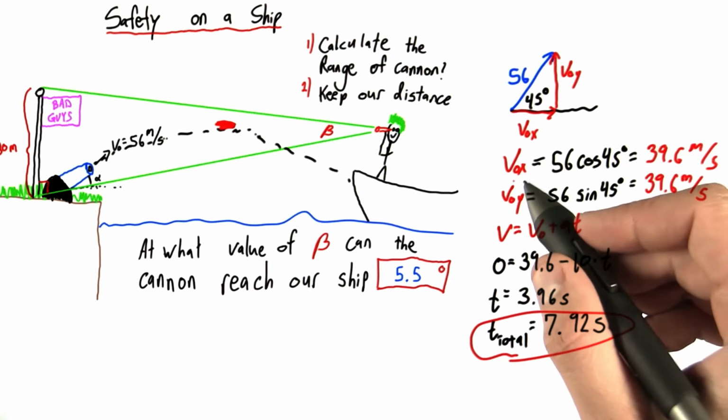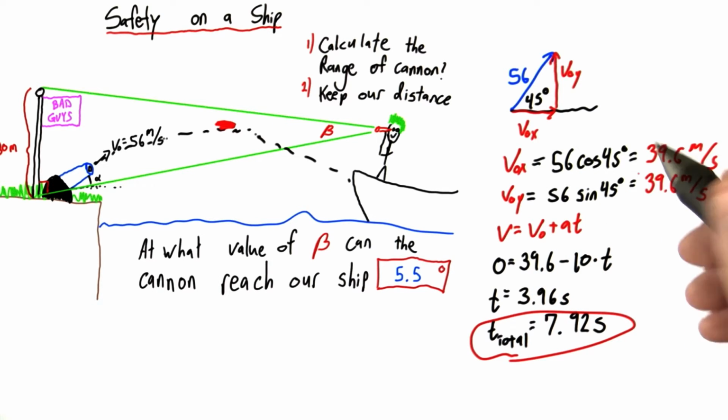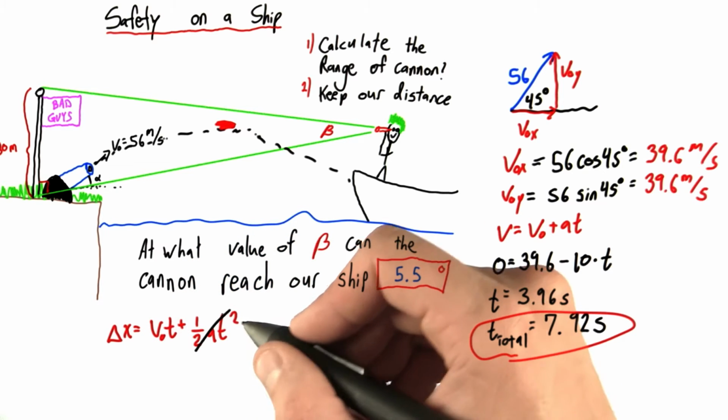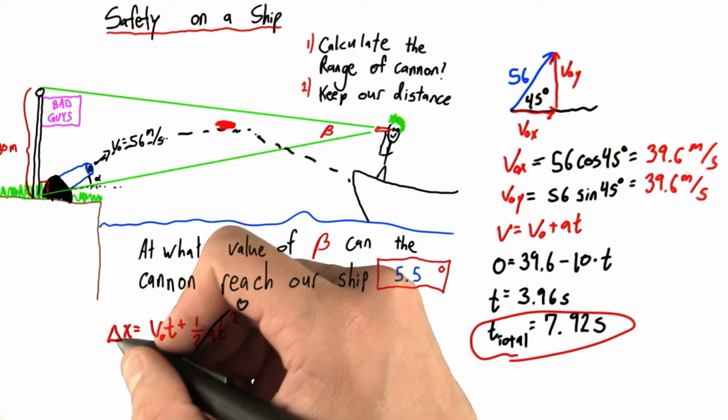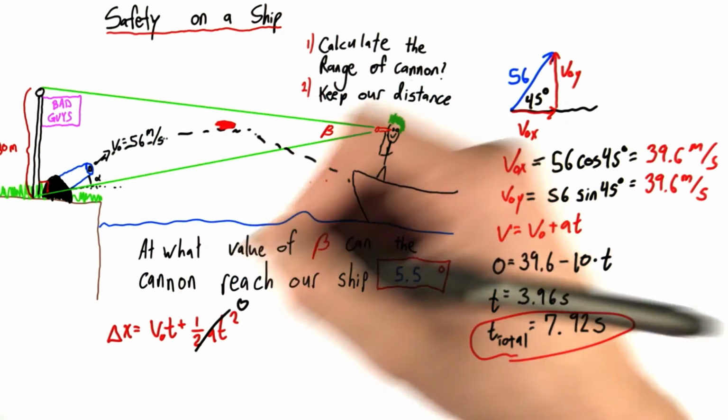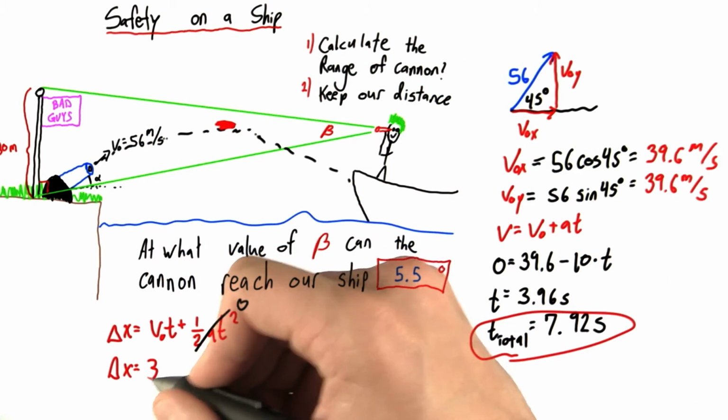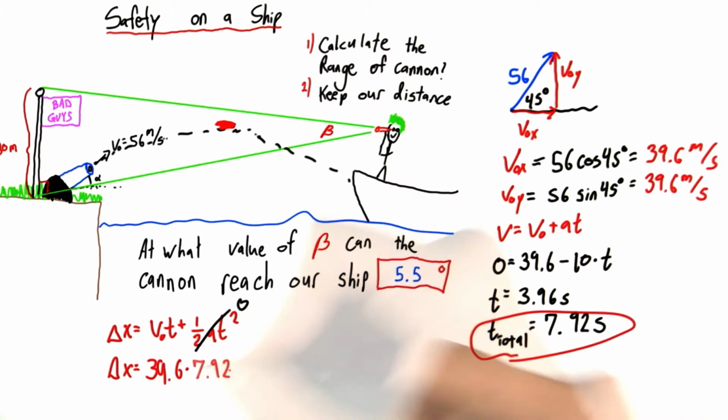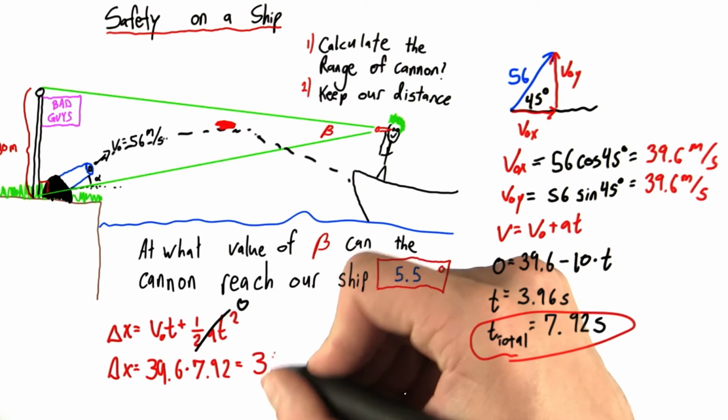Now we know in the x direction, speed isn't going to be changing. There's no acceleration in the x direction. So if I look at this equation, this term goes to 0, and we're left with this. So what's the range of the cannon? How far can it reach? Delta x? Well, it's just the x component of velocity, 39.6, times the time, which gives us 314 meters.